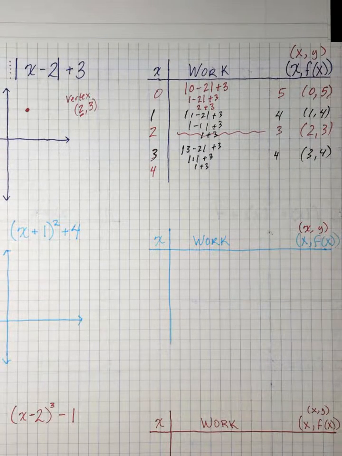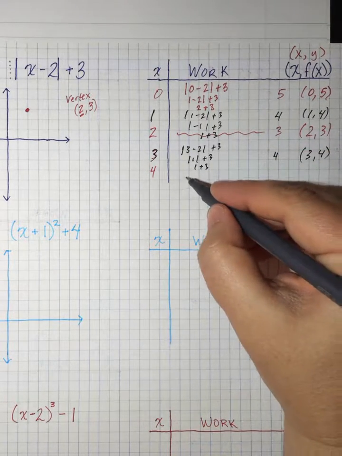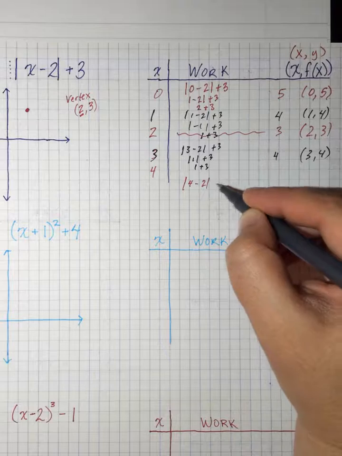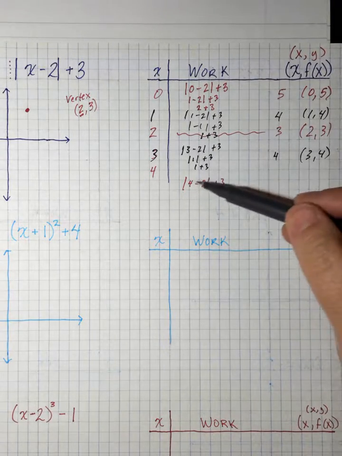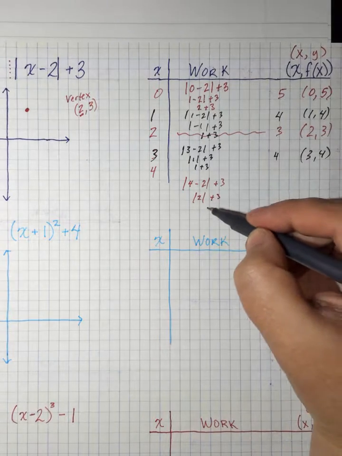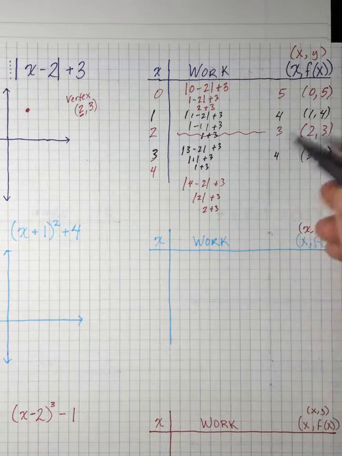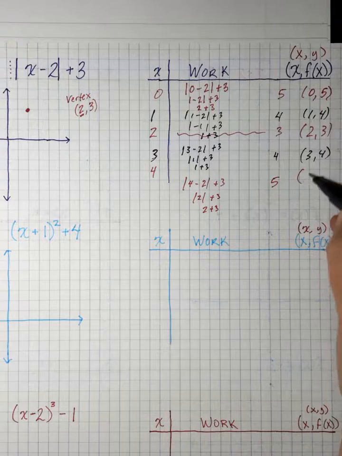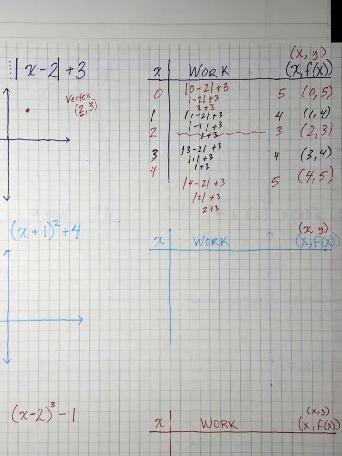Then I'll go back with my 4, and I'll plug in a 4 in my function. Same math. 4 minus 2. So inside the absolute value, I got a 2. Absolute value of positive 2 stays a 2. And 2 plus 3 gives me a 5. So this ordered pair is 4, 5.